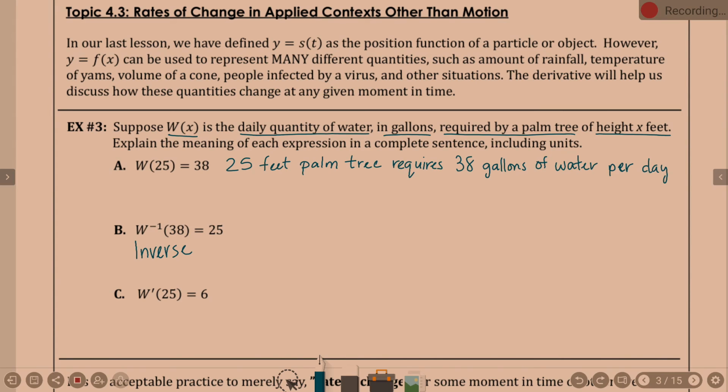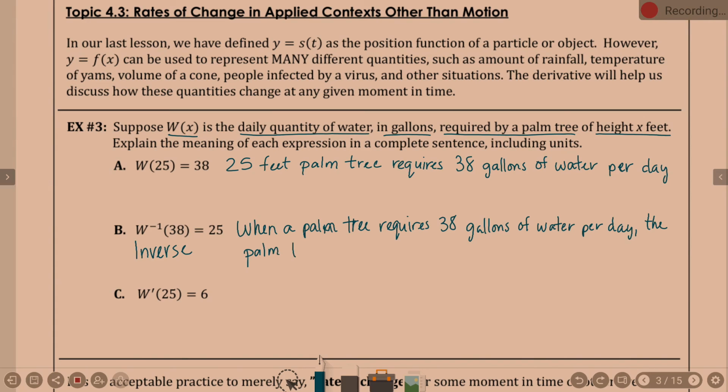And so my wording here: when a palm tree requires 38 gallons of water per day, the palm tree is 25 feet tall.